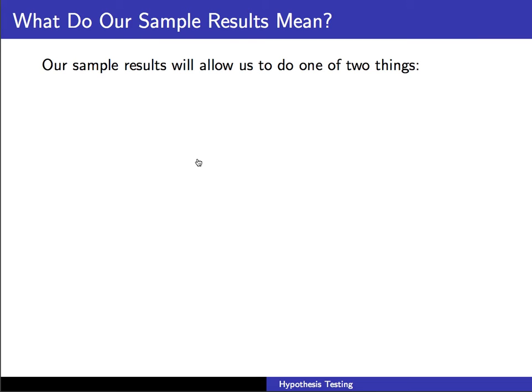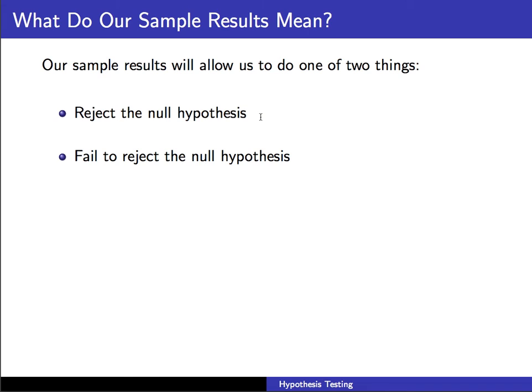Well, the sample results that we get are going to allow us to do one of two things as far as the original or null hypothesis is concerned. Either our sample results are going to allow us to reject the null hypothesis and state that it's probably not true based on the results that we got in our sample, or fail to reject the null hypothesis. In other words, we don't have enough evidence to support the null hypothesis being false, so we can't reject it.